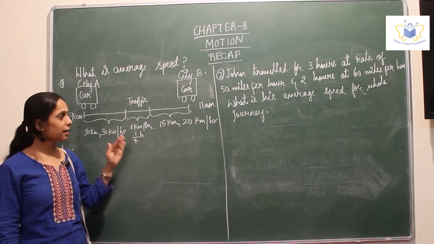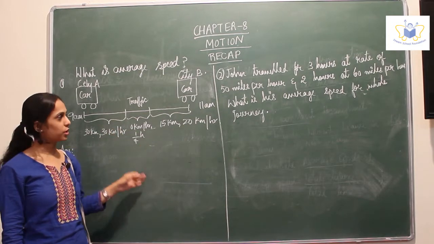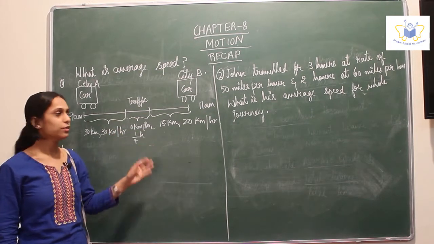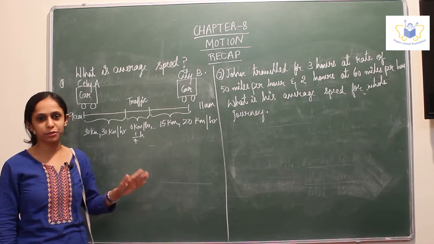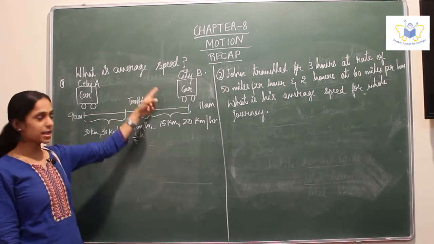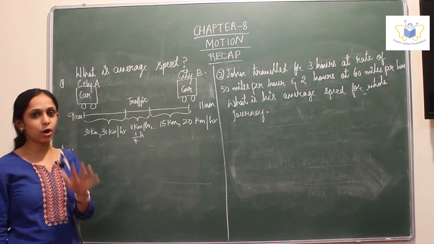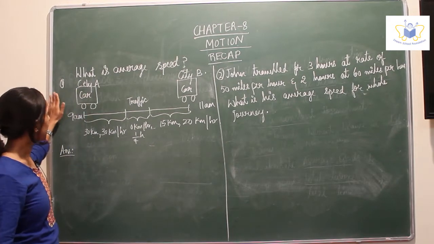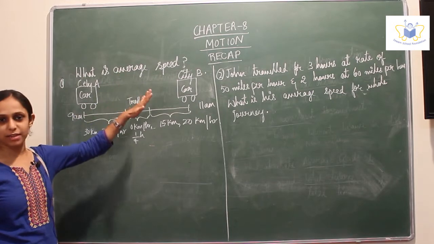So I hope you are clear about uniform and non-uniform motion. Quick recap. Uniform, the speed is constant. You don't have to find anything. But in non-uniform, you'll have to find the speed using the average speed formula, which you've gone through already. Now there's the first question. What is the average speed?